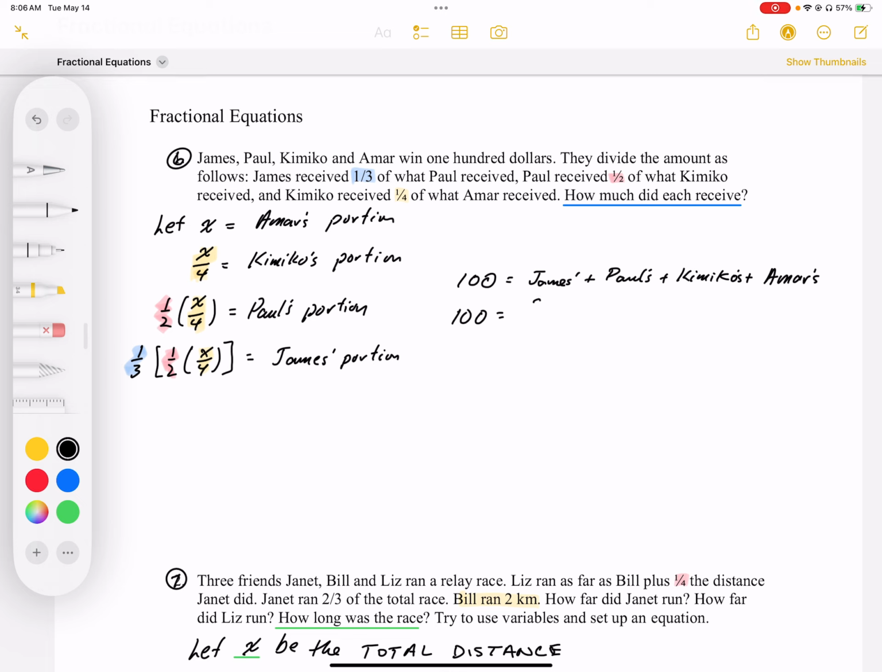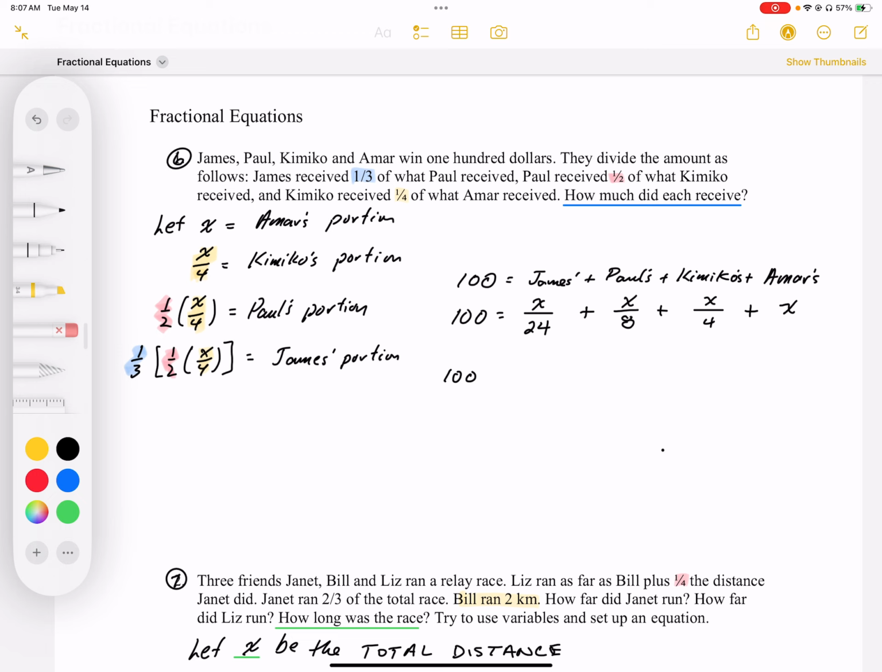I get X over 3 times 2 times 4. That's going to be 24. Plus Paul's portion, which is going to be 1/2 times 1/4, or 1x over 8. Kimiko is x over 4, and Amar is x.